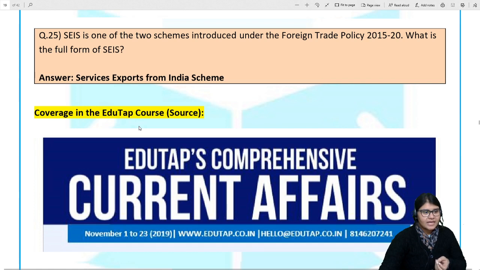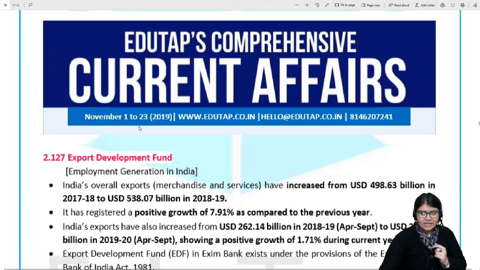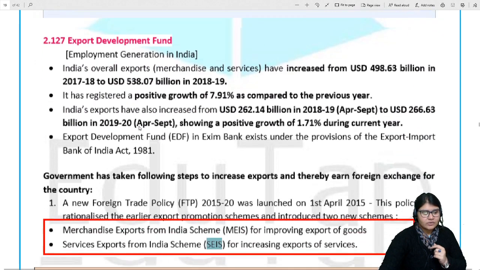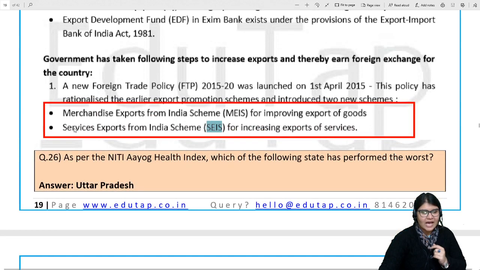25th question. SEIS is one of the two schemes that were introduced under the Foreign Trade Policy 2015-20. What is the full form of SEIS? The answer is Services Exports from India Scheme. So here is the November monthly Current Affairs magazine, and here you can clearly see that we have MEIS here. Okay, so this was there.